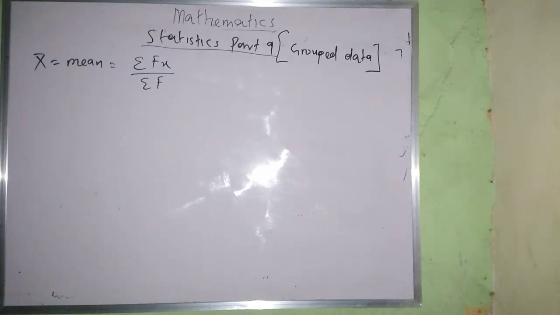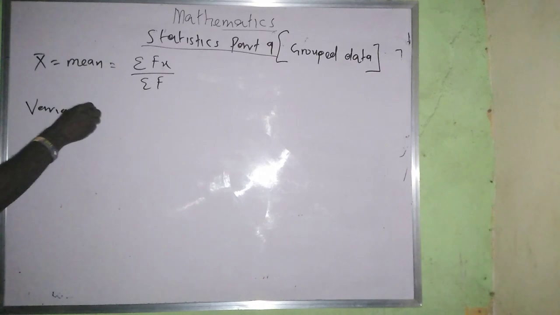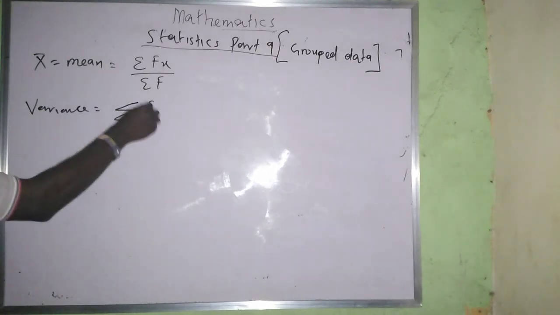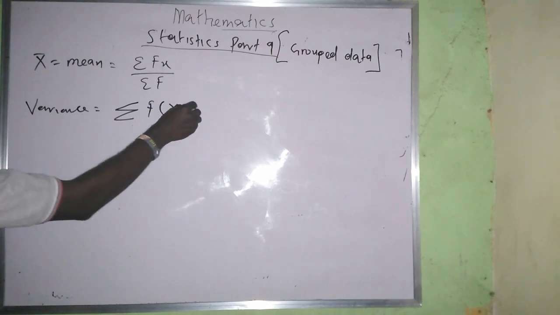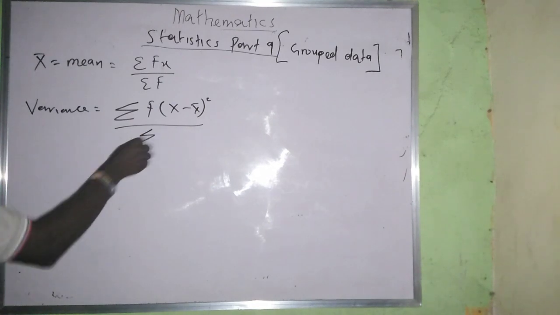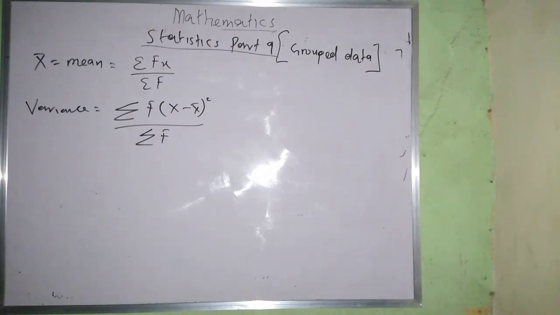Now, the next one is variance. My variance always equals summation of f bracket s minus s bar squared, divided by summation of f. That is for my variance.